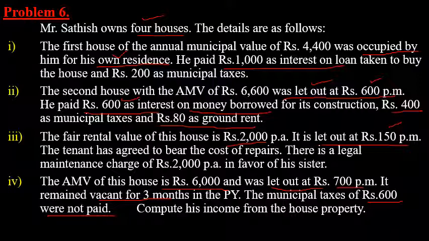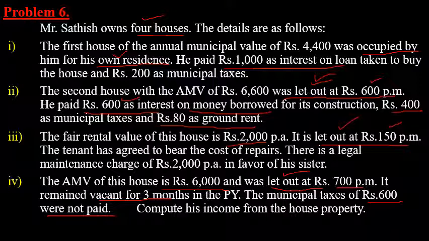So in this problem, Mr. Satish has four houses. The first house is used for own residence, and the second house is let out property. The third house is also let out, and the fourth house is also let out. So out of four houses, three are used for let out purpose, and the first house is used for own residence, self-occupied. There is no restriction or limitation for let out property; he can have any number of let out properties. The restriction is only for self-occupied property.